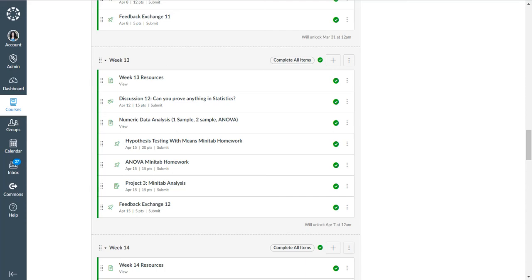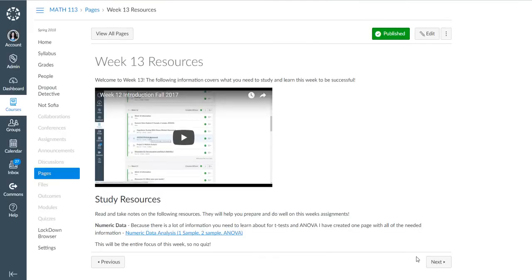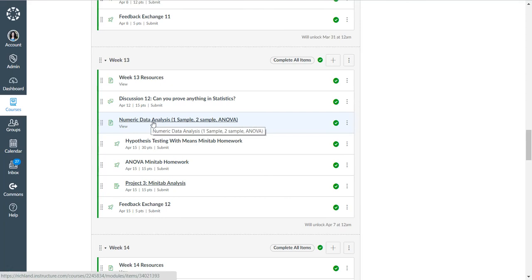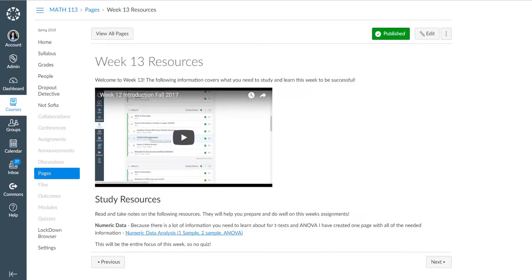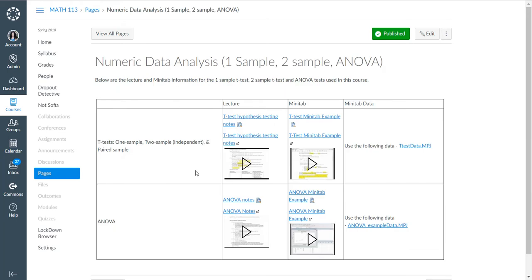So what are we up to in week 13? Let's take a look. The biggest thing for week 13 is just the numeric data analysis. I didn't put it all on this one page because it would have looked kind of ugly. Instead, numeric data analysis is right there. You could also link to it from here, and it looks like this.